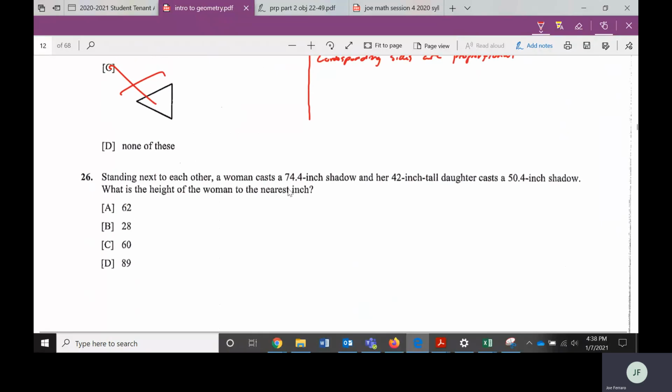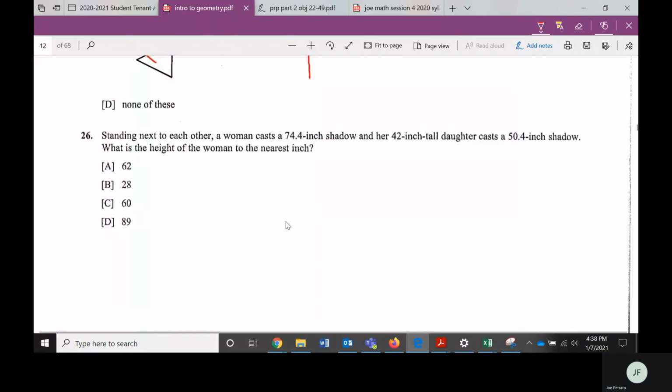It says, standing next to each other, a woman cast a 74.4-inch shadow, and her 42-inch tall daughter cast a 50.4-inch shadow. What is the height of the woman to the nearest inch? So sometimes a picture helps here. We have a woman, and her shadow goes this way, and her shadow is 74.4 inches.